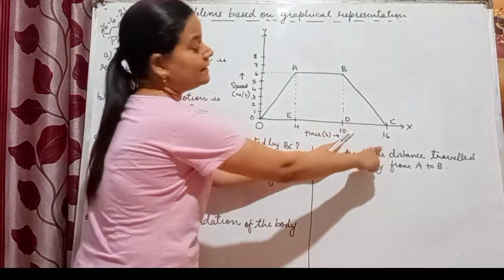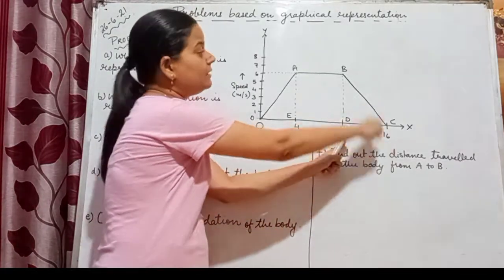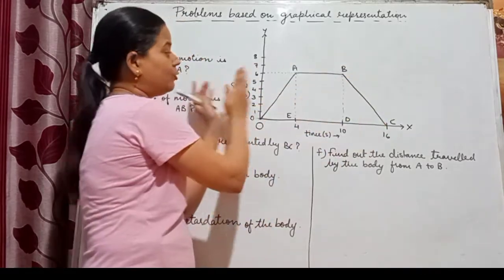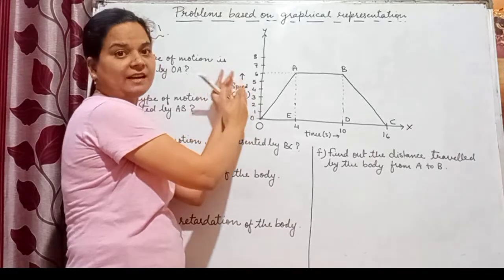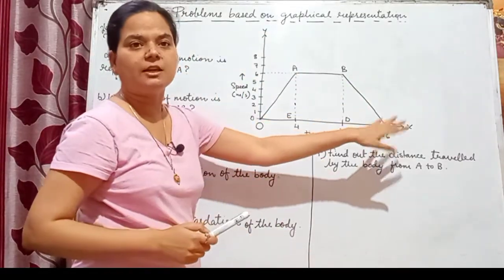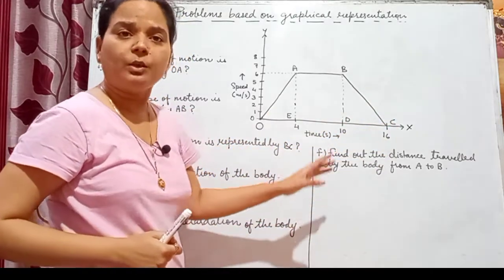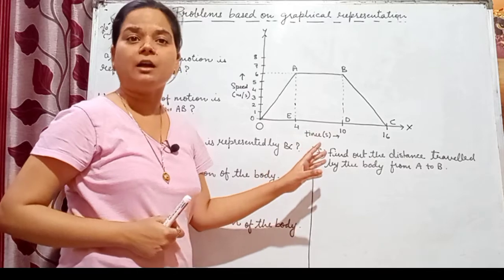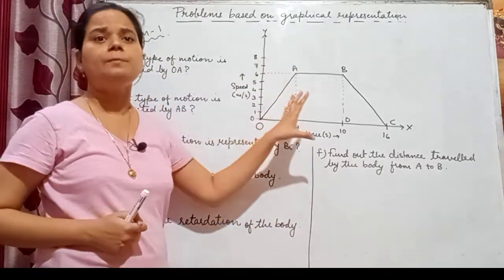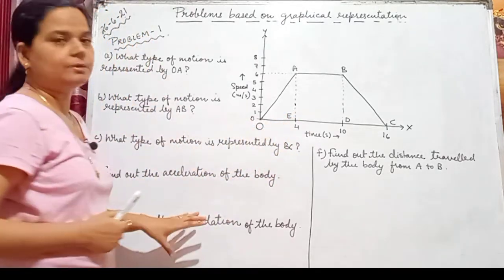For the next 6 seconds, that is from the 10th second to the 16th second, the graph is coming down in a straight line. That means the quantity on y-axis, that is the speed, is decreasing uniformly. So the speed is decreasing, that means it is the uniform retardation. You all can easily relate it with the concepts that we have done earlier in our previous video. So this was the interpretation of the graph. Now let us try to answer the questions written here.